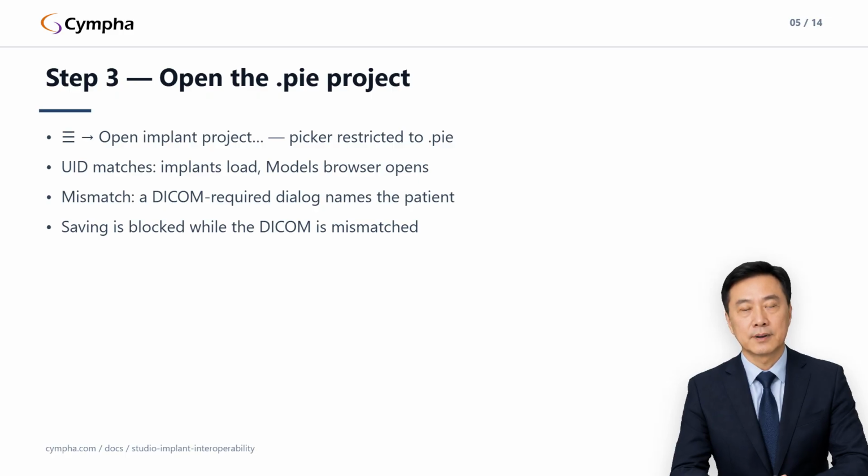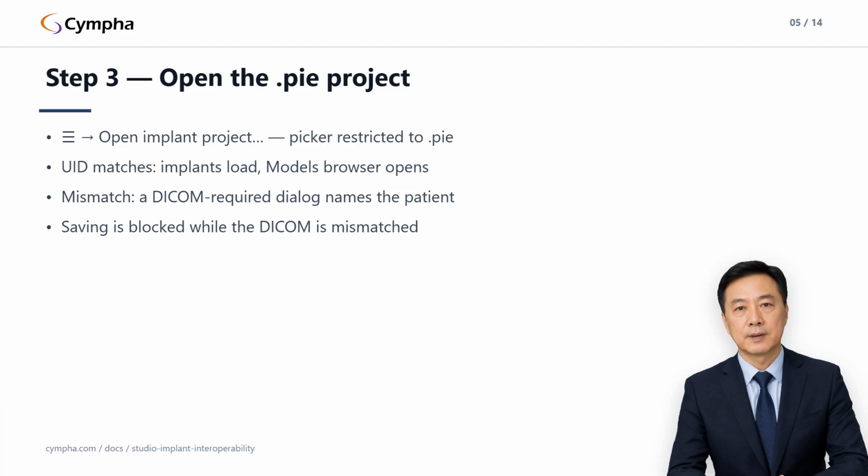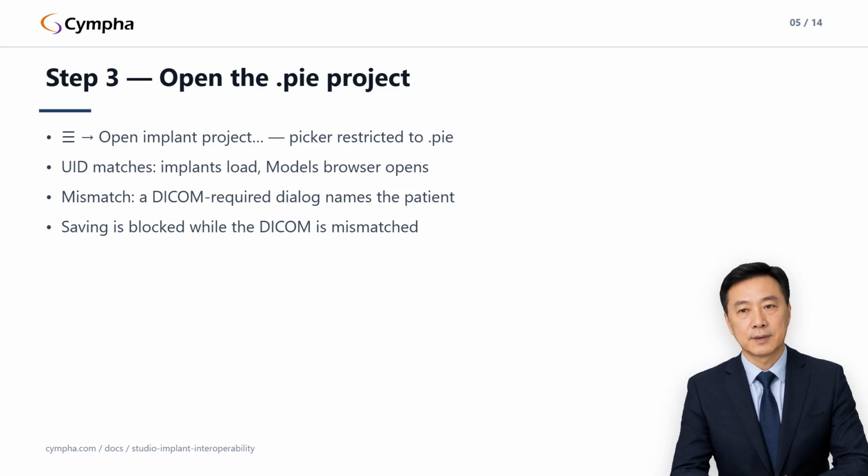In the model's browser, each implant is its own row, and when the project carries the data, Studio enriches the row with the brand and product line, the total drilling length, and the sleeve dimensions, inner diameter by outer diameter by height, in millimeters. Click a row and that implant becomes the current implant in the toolbox. The diameter, length, apical, brand, and catalog fields populate with the values from the project. Use that as a sanity check against the treatment plan.